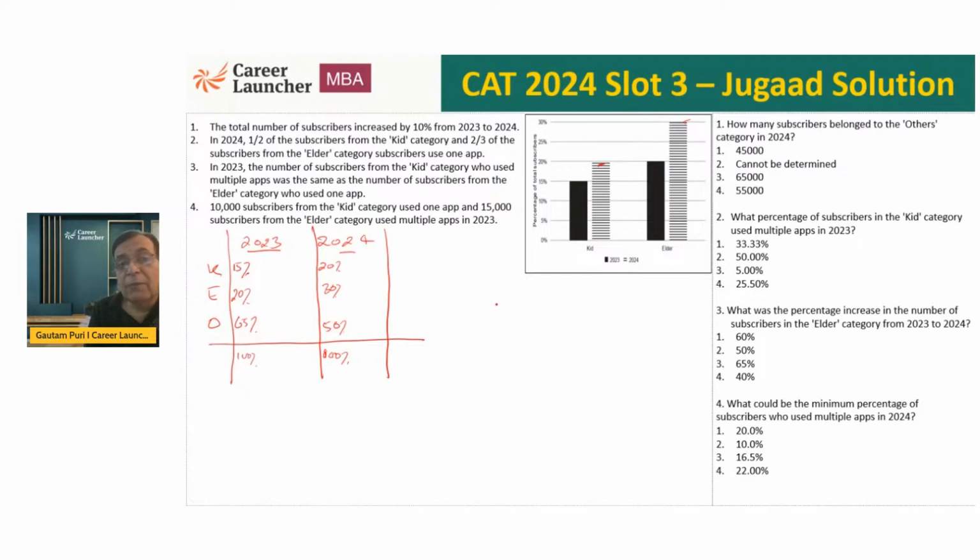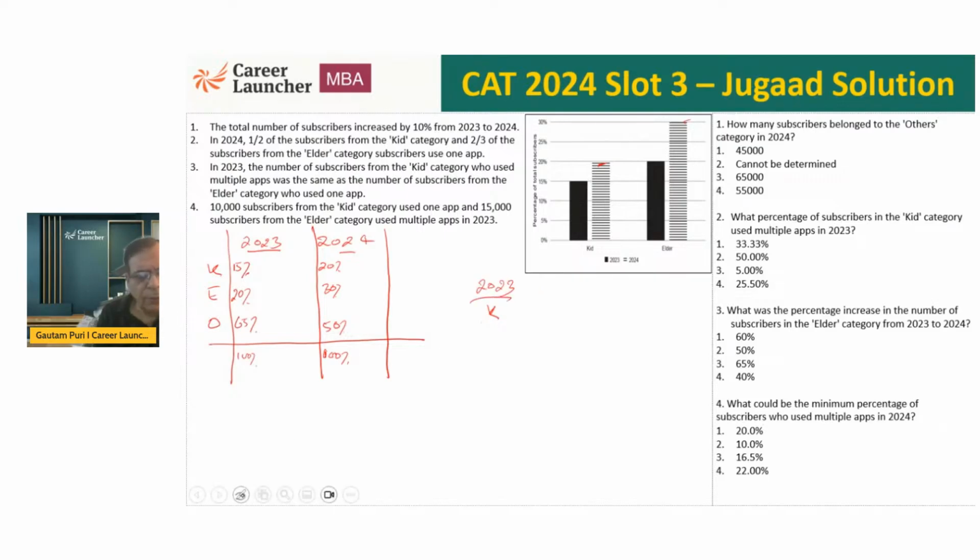And what is the other thing we'll need? For 23 and 24, we need to find how many kids and elders are taking multiple apps and single apps. So let's look at that side by side. Let's make that table as well. So we have kids, we have elders, in 2023.